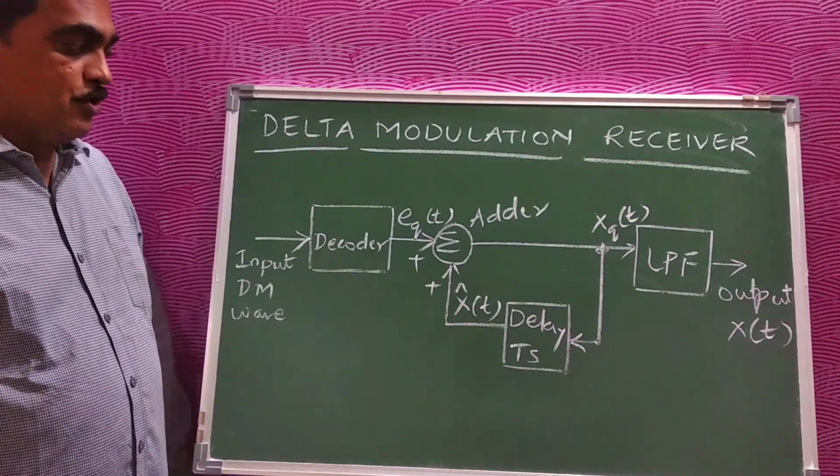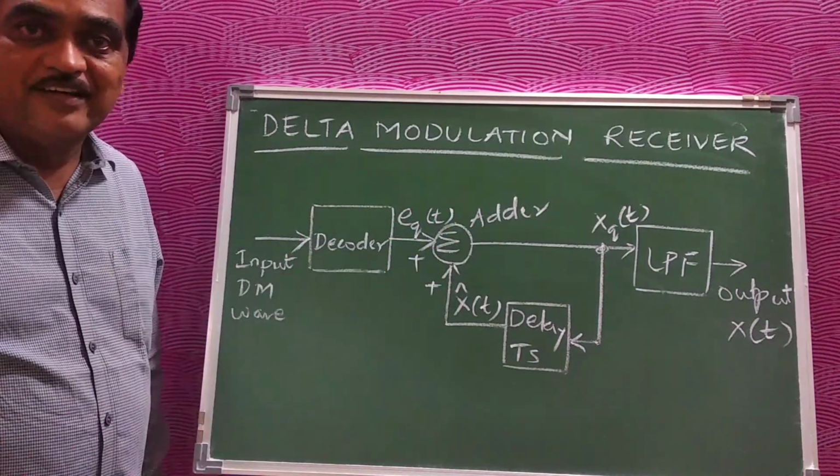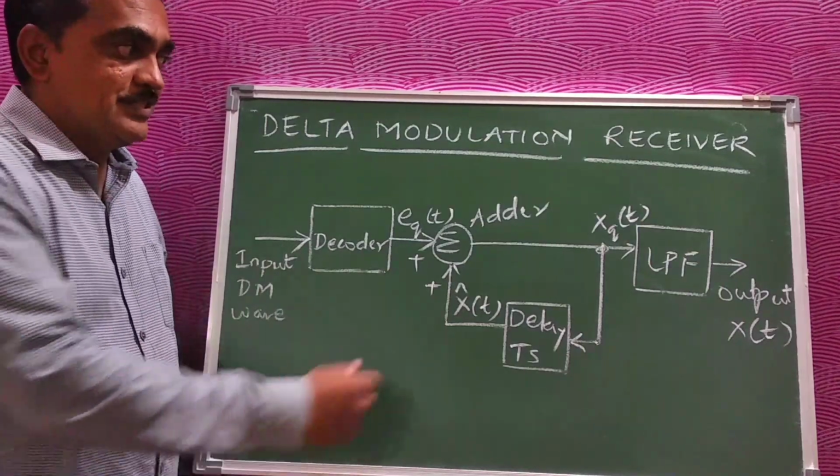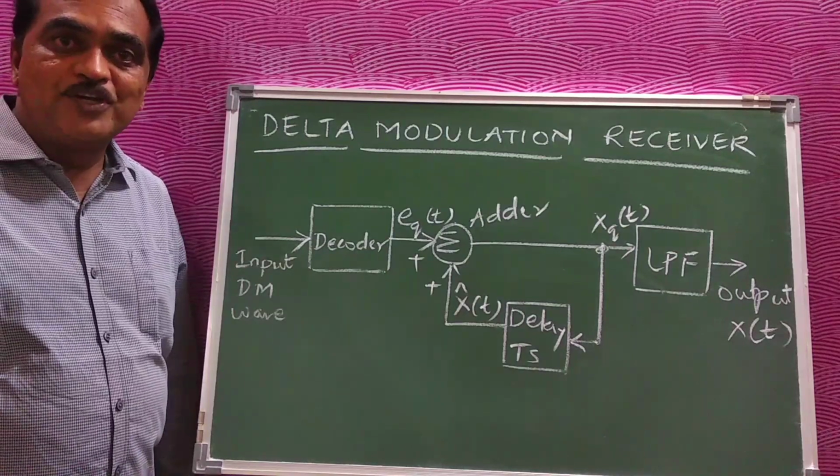So this is how from the DM wave you can decode and extract the information value which is at the output of this circuit. So this is the delta modulation receiver.